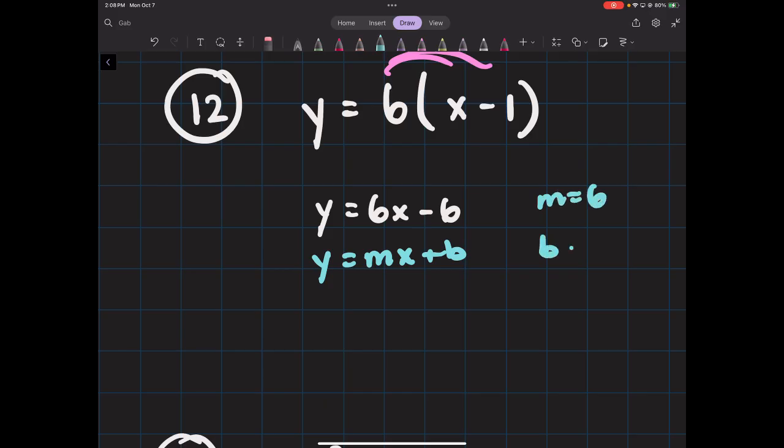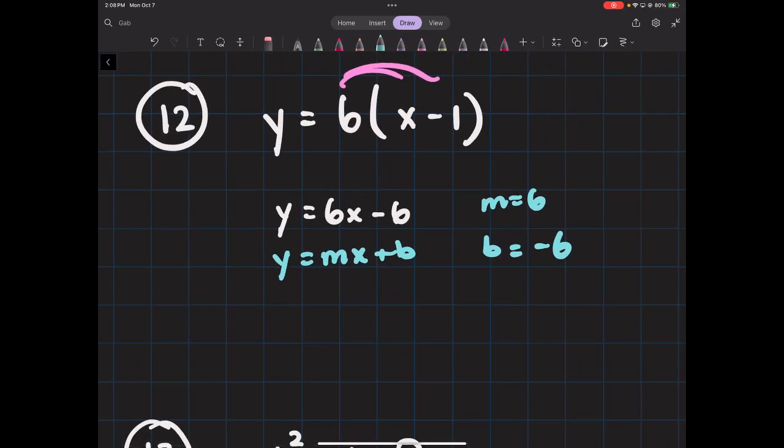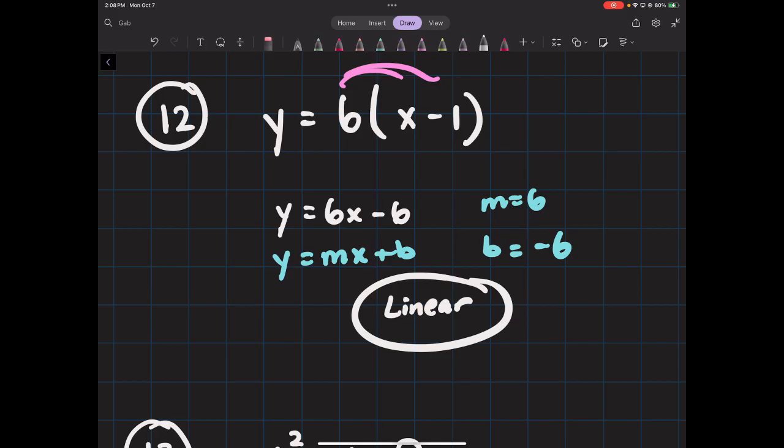But B is equal to what? Negative 6. Oh, it has to be a positive, so it's not. No, it doesn't. It could be any number. What's wrong with this? Nothing's wrong. It's linear. Oh, okay. I thought because it was negative. M as well.